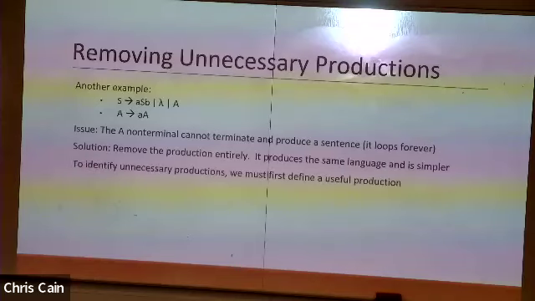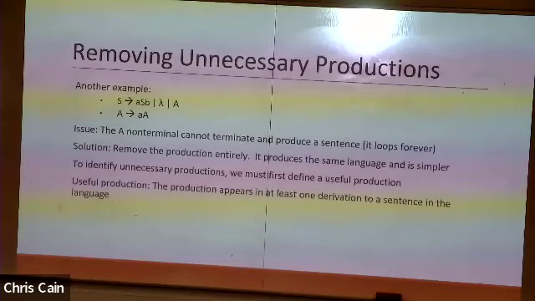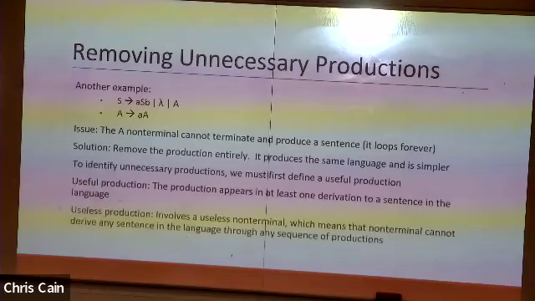So to figure out how to remove an unnecessary production, we have to first define this concept of a useful production, which will allow us to define a useless production. And then we can look for useless productions and eliminate them. A useful production appears in at least one derivation to a sentence in the language. Makes intuitive sense, right? If we can use that production to generate something in the language, then it's used for something. If it does not, then it is useless.